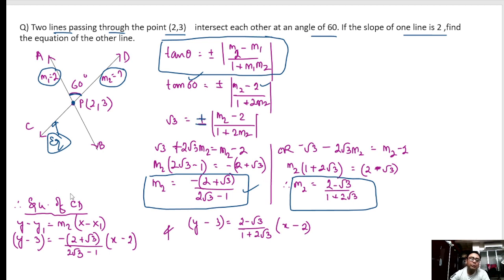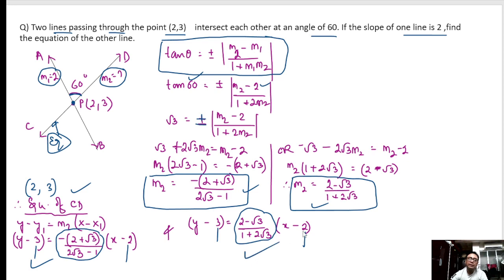Now using the point equation of the CD will be, if I use the coordinate, my coordinate is what? 2 and 3. So this is my y1, this is my x1, and this is my slope. Okay, and so this is the equation of the line CD. Similarly, this is my y1, this is my x1, and now this is the slope. Using the plus part, we get the equation of the other line CD.